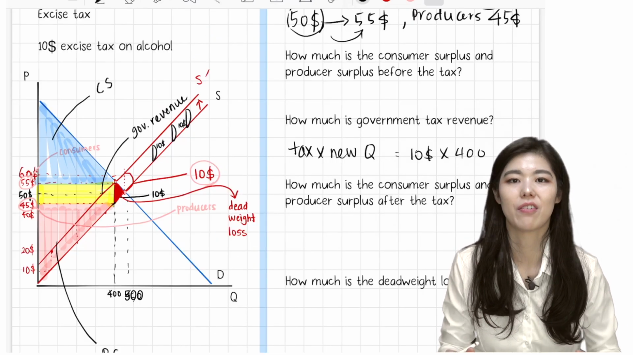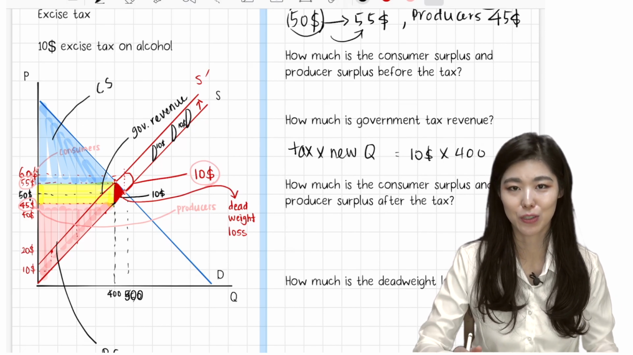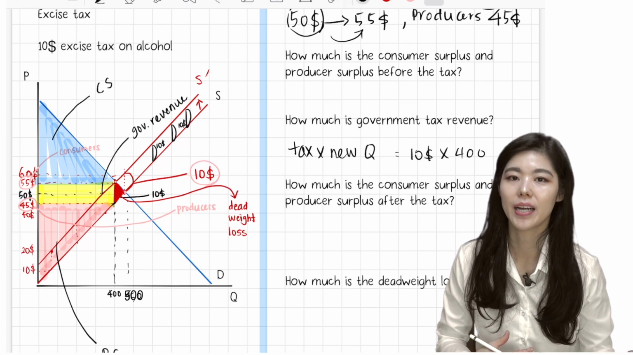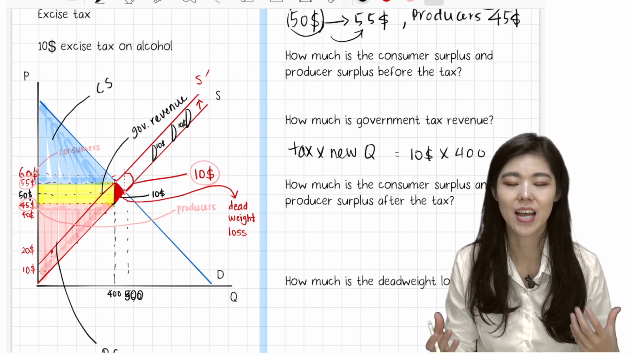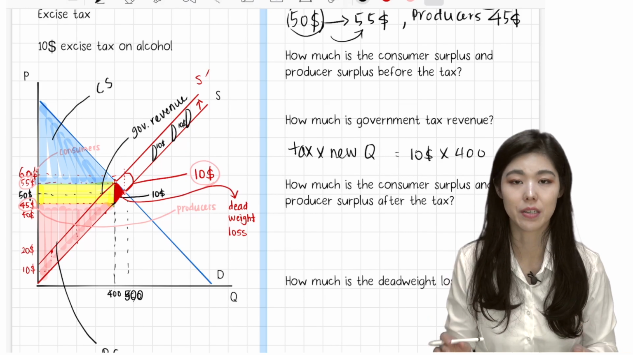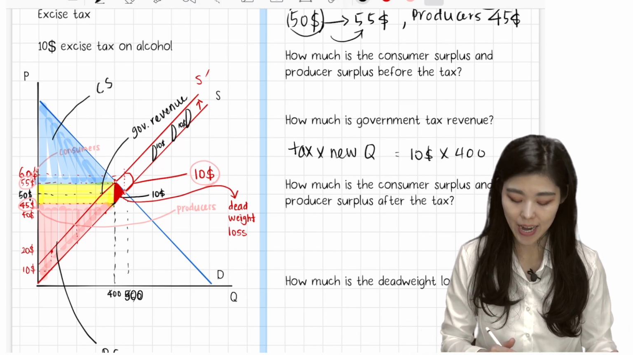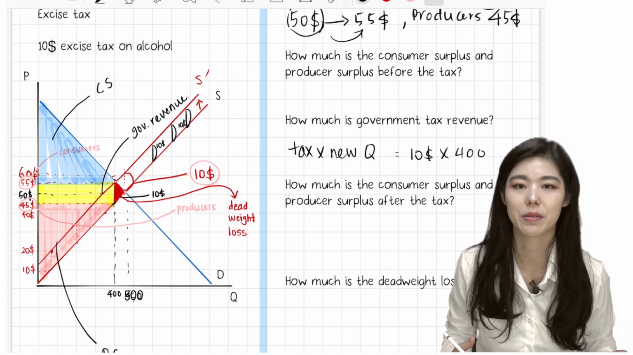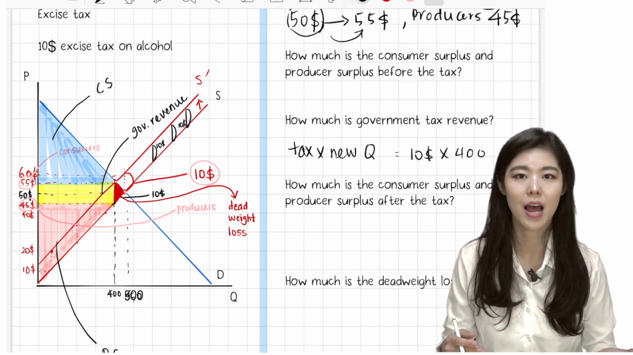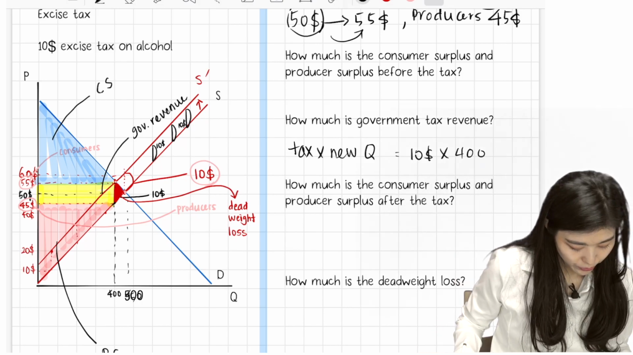And what you also have to know is that the tax is divided between consumers and suppliers. Consumers pay $5 of the tax, and suppliers pay $5 of the tax. The tax, although levied on the suppliers, will be divided so that consumers and producers equally pay the tax. In this case, because this is a normal demand, it's not elastic or inelastic. This is a normal demand and normal supply. So that's the way they will divide the tax.